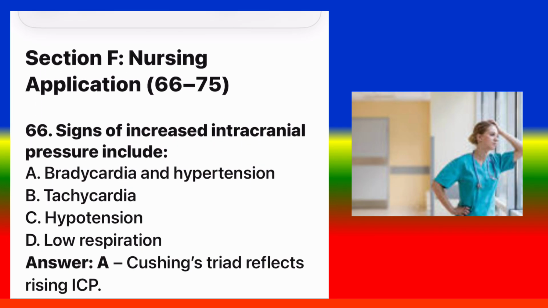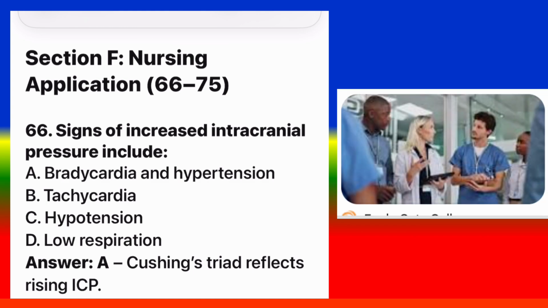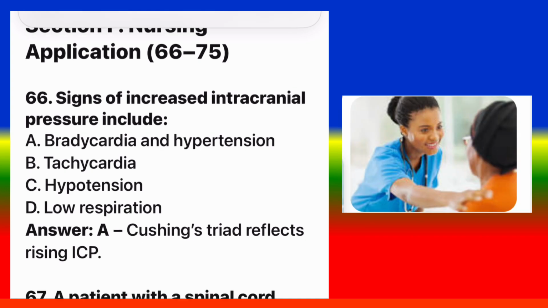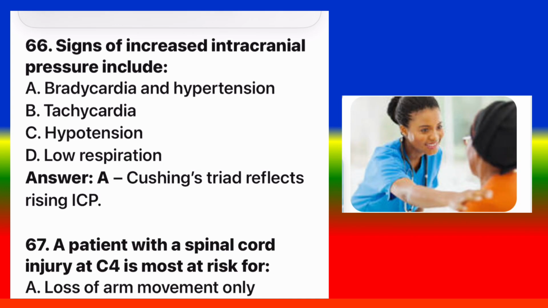Section F. Nursing application. 66. Signs of increased intracranial pressure include A. Bradycardia and hypertension, B. Tachycardia, C. Hypotension, D. Low respiration. Answer A. Cushing's triad reflects rising ICP.